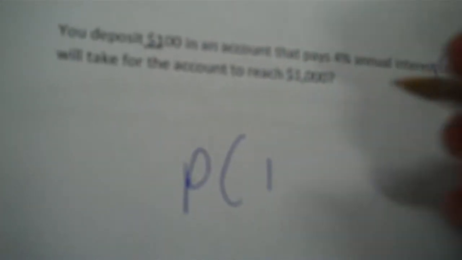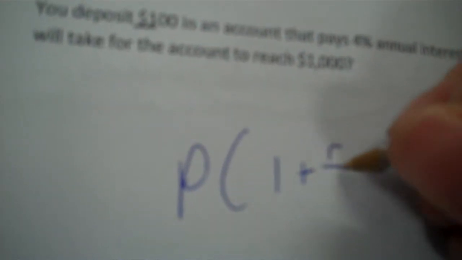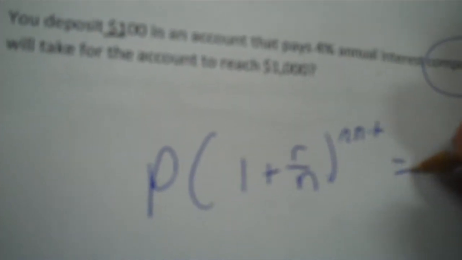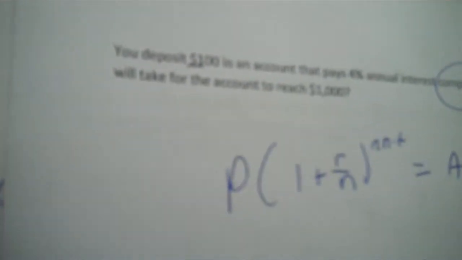You deposit $100 in an account that pays 4% annual interest compounded quarterly. Find how long it will take for the account to reach $1,000. P, there's that compounded word. You see that, you circle it. 1 plus R divided by N to the N times T power equals A. Okay, so P, R, N, T, and A.